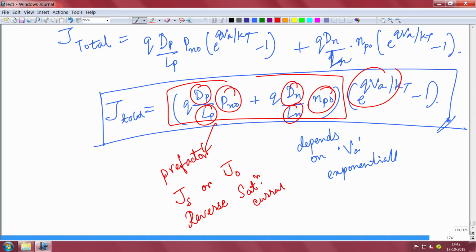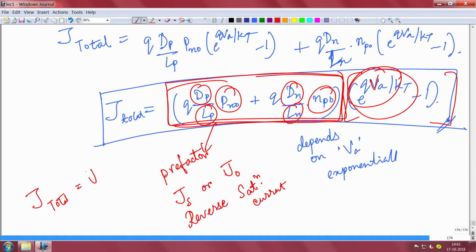This value is typically pretty small, like picoamps or femtoamps, but it is multiplied by a large quantity, because this quantity becomes very large as V is increased. So, I can write the total current J total is equal to J naught times e to the power qV_A by kT minus 1. This quantity becomes very large soon, so the 1 can also be neglected in forward bias.